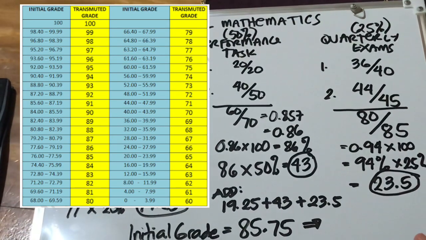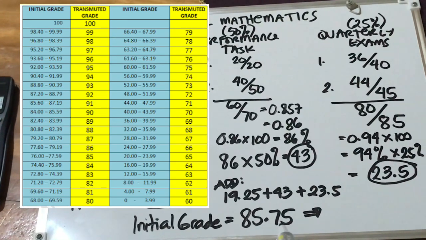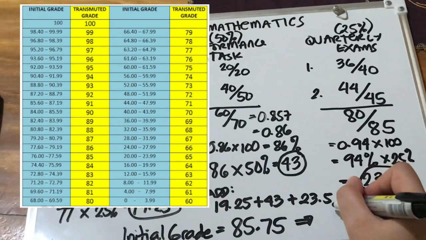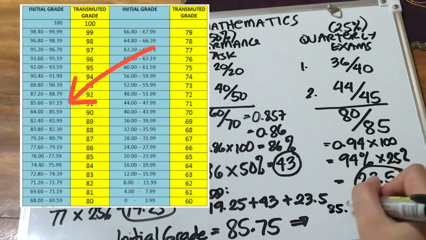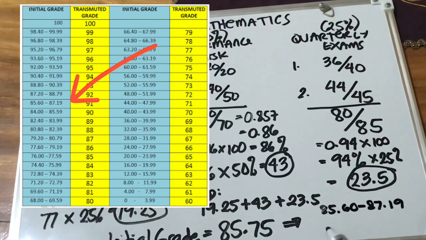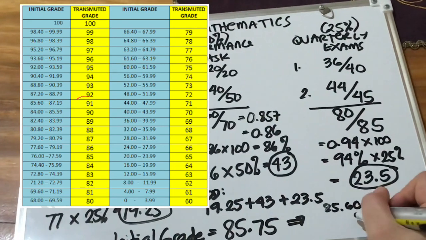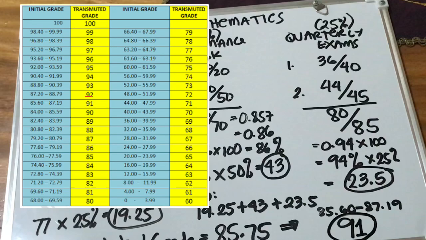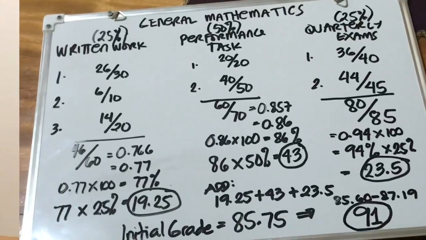You can rely on this table and look for 85.75. In this table, 85.75 belongs to the bracket of 85.60 to 87.19. And the bracket 85.60 to 87.19 is 91. Therefore, 91 is your final grade for the first grading period.